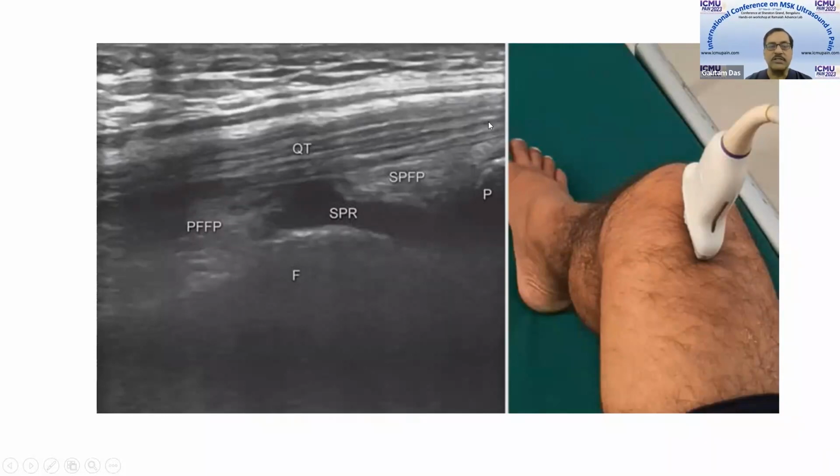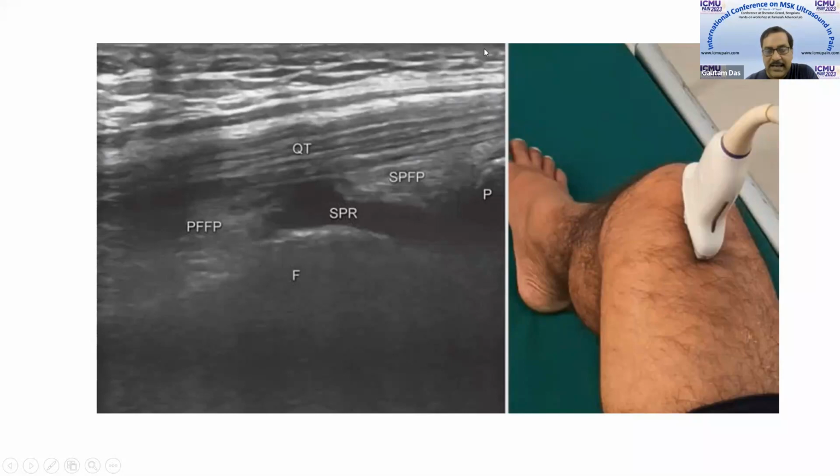So this is your suprapatellar fat pad. This is your quadriceps tendon. If you're coming from above: skin, subcutaneous tissue, and then the quadriceps tendon with its fibrillar pattern. Below the quadriceps tendon, just proximal to the patella, is your suprapatellar fat pad. Then comes the suprapatellar recess. Then comes the prefemoral fat pad a little bit. And here there is a very thin layer of muscle we call the articularis genu. So there are a few layers, one by one.